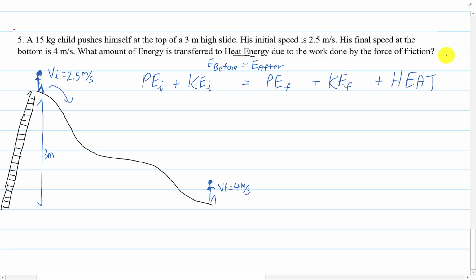Now, this is a simplistic one. A heat, it could be sound too, because there's lots of sound produced as his bare skin was rubbing on the hot metal. That was not very slick, painful. Anyways, it could be lots of stuff. So mgh plus 1/2 mv squared is equal to mgh final plus 1/2 mv final squared plus the heat.